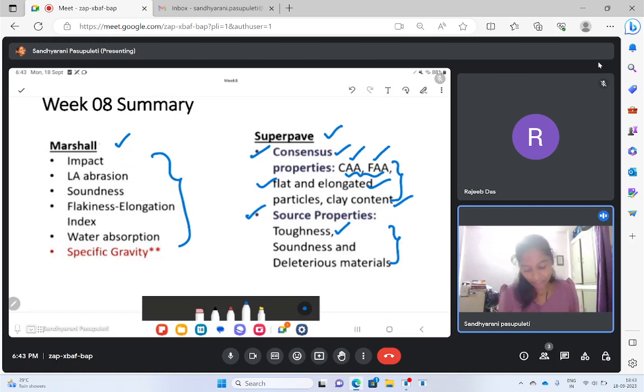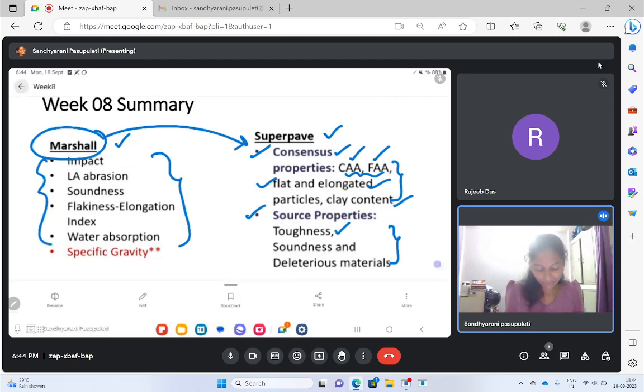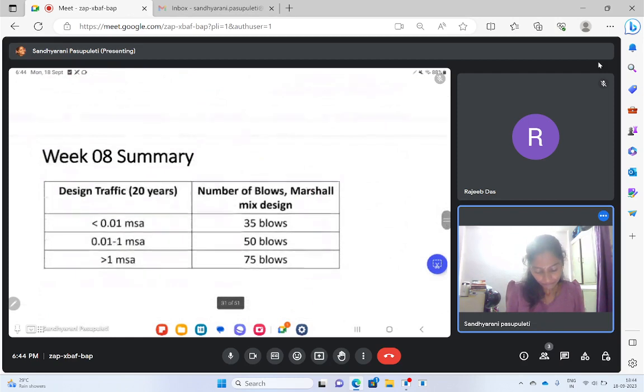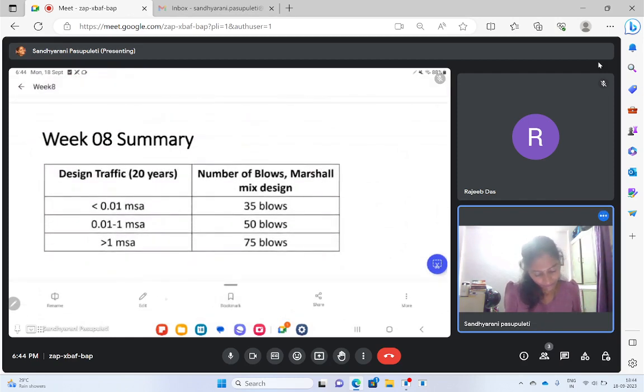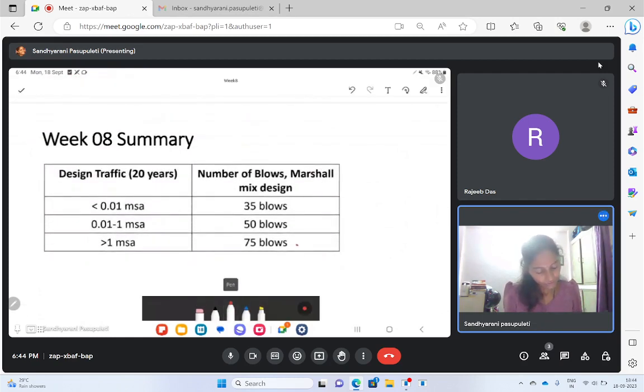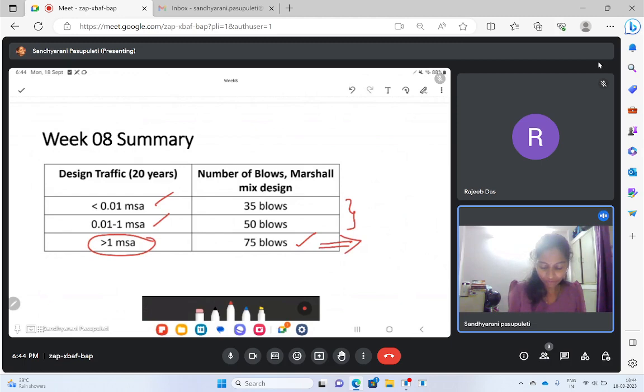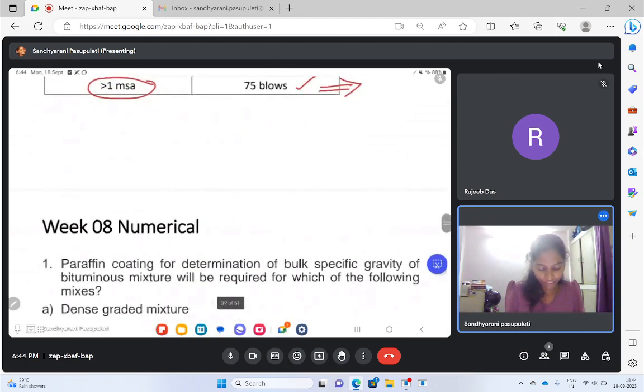But if you see the Marshall, we do not have anything like consensus properties or source properties. Whatever we have are all these preliminary aggregate tests. As I was discussing previously, we already know that we are using 75 blows, which corresponds to more than 1 MSA. But if the traffic is lesser than that or in this range, 35 or 50 are recommended. But in the current scenario, for all the reasons, we use 75 blows because the traffic is always more than 1 MSA.